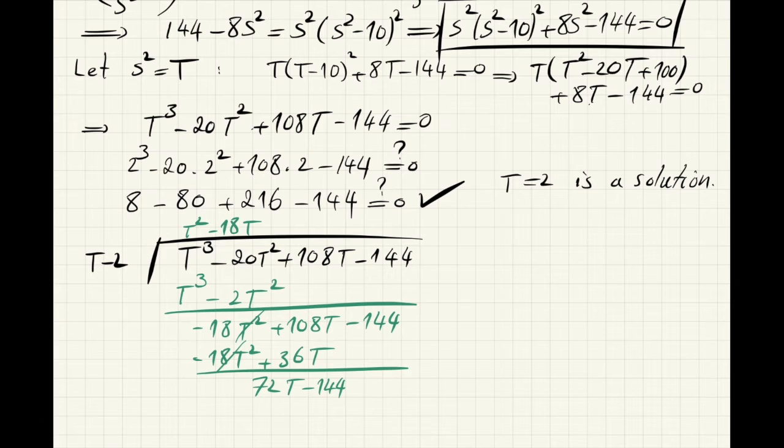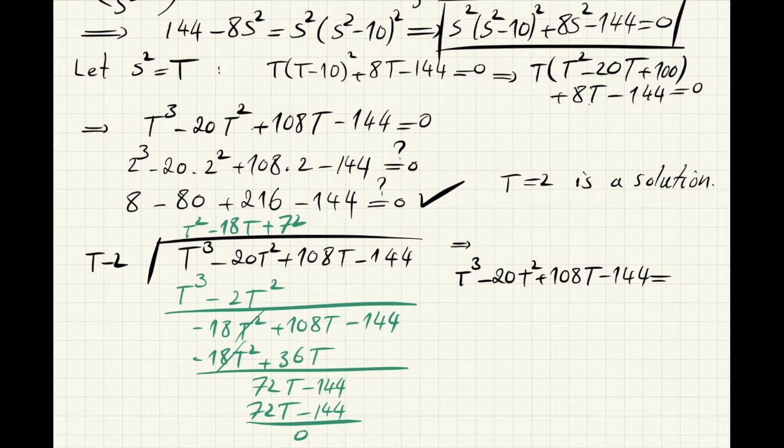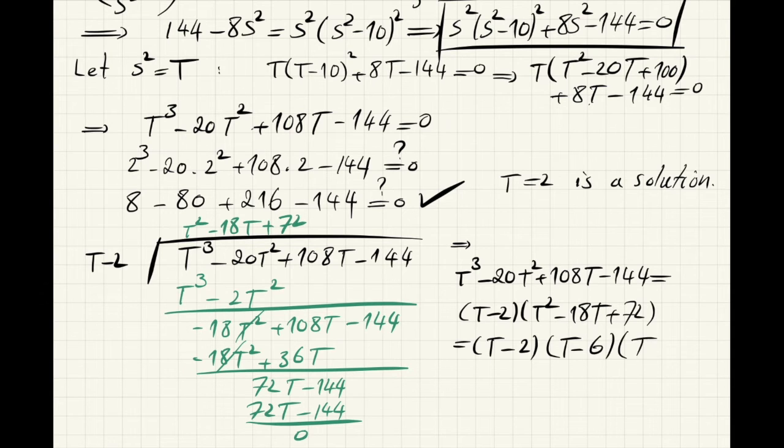And then I divide once more, so it becomes 72. It becomes 72t minus 144. So as I guessed, the remainder is 0. So this will help me to factorize this expression. Therefore, this implies that t to the 3 minus 20t squared plus 108t minus 144 is equal to t minus 2 multiplied by t squared minus 18t plus 72. Yes, and then of course it is easy to factorize this quadratic polynomial here. It's t minus 6, t minus 12.